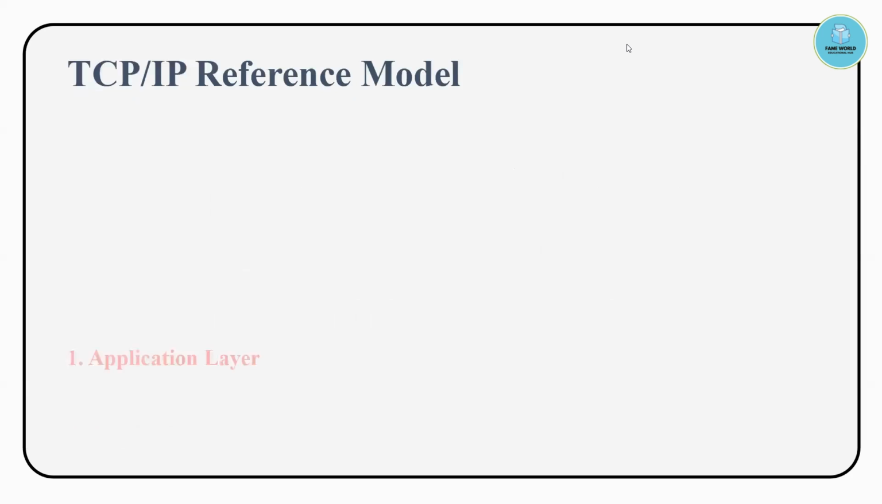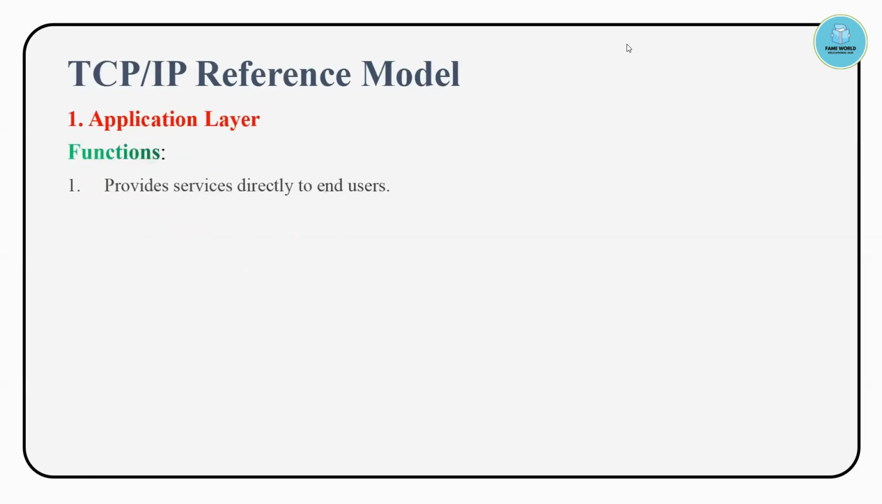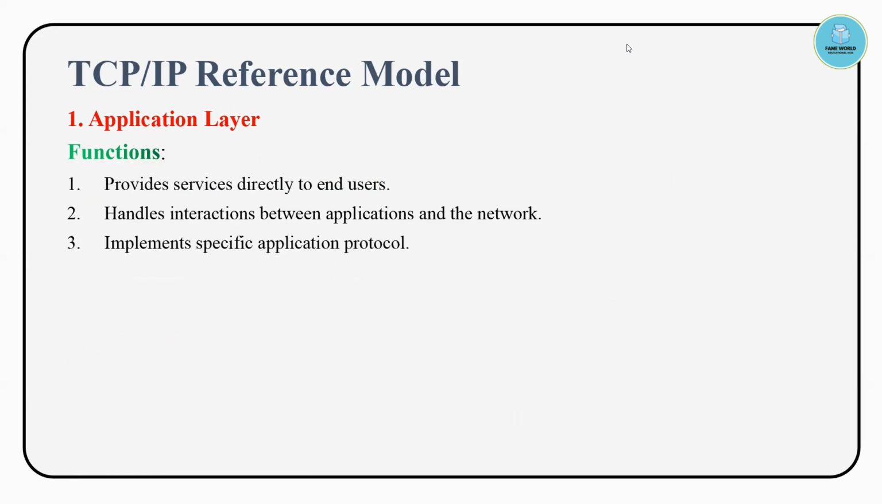So simply, there is the application layer. It has the functions that provide services directly to the end user and handle interactions between the applications and the network. Then it implements the specific application protocols.